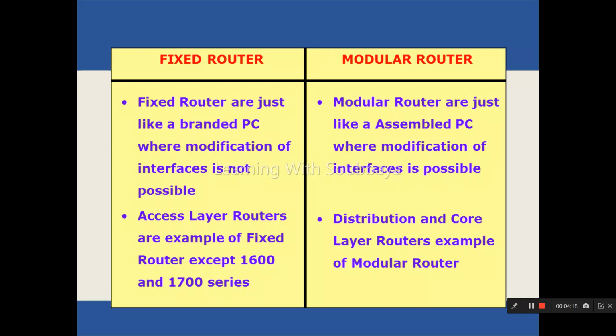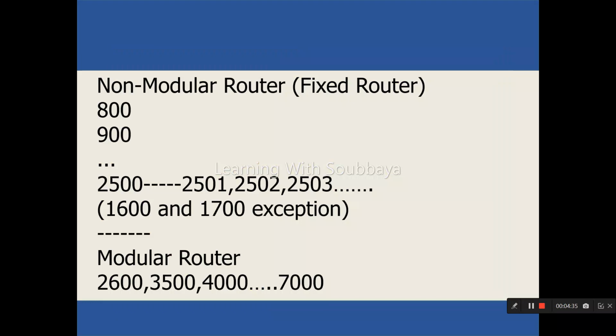The example they are giving is that up to 2500 series is fixed router. There are some exceptions: 1600 and 1700 series are exceptions because they come under modular router. You can see the models here, a non-modular router example and a modular router example. 800 series is a router model. Like a mobile phone, we have different models available. If we go for iPhone, iPhone 5, 5s, 6, 6 plus, 7, 8, a lot of models are available. Same here in router also.